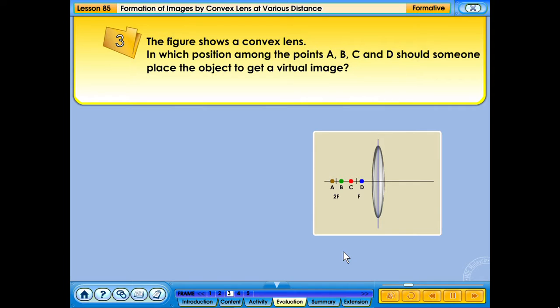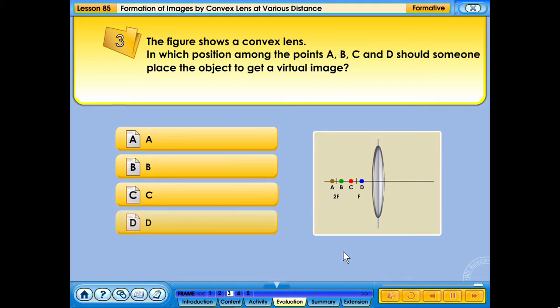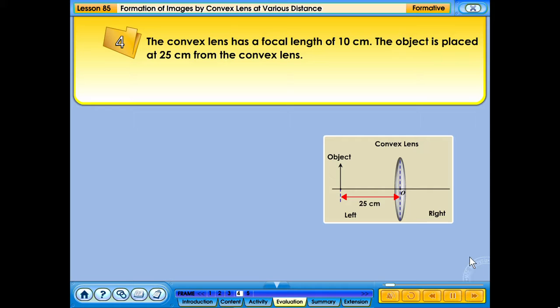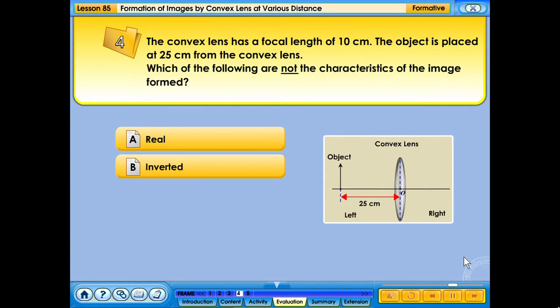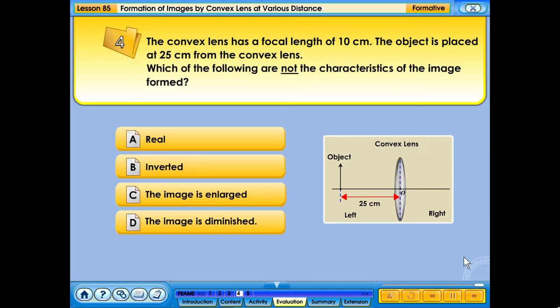In which position among the points A, B, C, and D should someone place the object to get a virtual image? Your answer is correct. The convex lens has a focal length of 10 centimeters. The object is placed at 25 centimeters from the convex lens. Which of the following are not the characteristics of the image formed? A. Real. B. Inverted. C. The image is enlarged. D. The image is diminished.